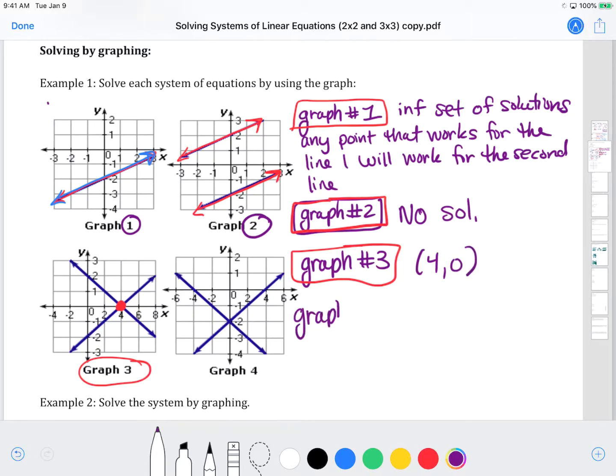For graph number 4, this is also one of our typical cases where we have one solution, and the solution will be where it crosses, where the intersection is. And if we look to see where that intersection is, it would be the point (0, -2).